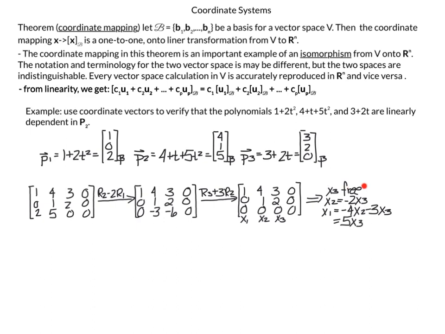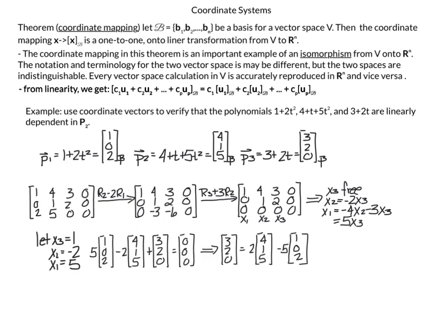We get x3 is free, so that means there's a solution. x2 is equal to minus 2x3, and x1 is equal to 5x3. In other words, if we let x3 equal 1, then x2 will equal minus 2, and x1 will equal 5. So I'm going to put 5 in front of my first vector, which is 1, 0, 2, a minus 2 in front of my second vector, which is 4, 1, 5, and a 1 in front of my third vector, which is 3, 2, 0, and set that equal to 0.